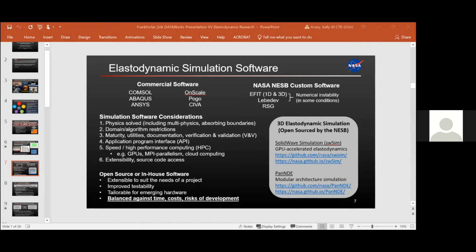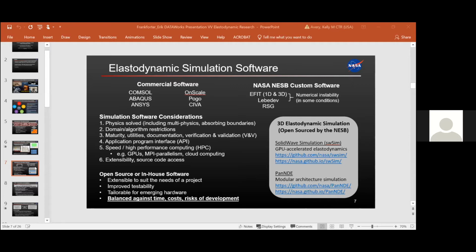So for simulation software considerations, here I have effectively my ranked order list of what I'm looking for in assessing software, which is it needs to solve the appropriate physics. It needs to be applicable to the domains that you need it to. And then how mature is it? Is it well documented? Is there verification, validation? If you're limited to interacting through the GUI rather than an API, it can be self-limiting. And then you also have speed, high performance computing capabilities, and extensibility.